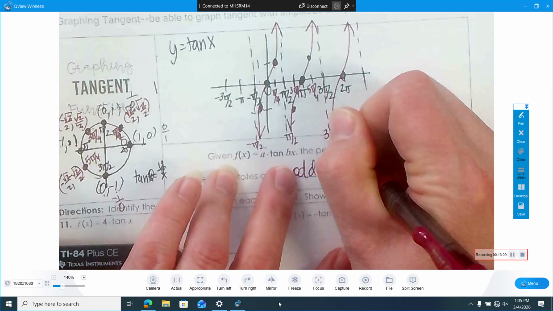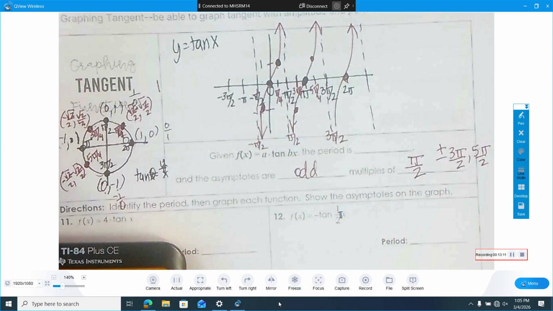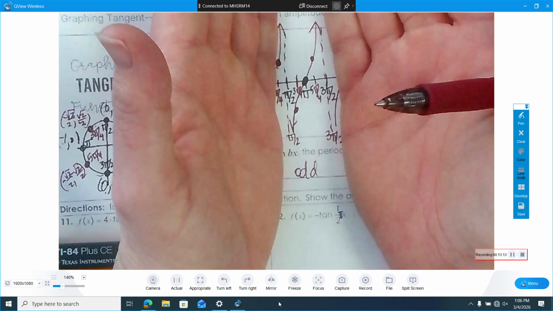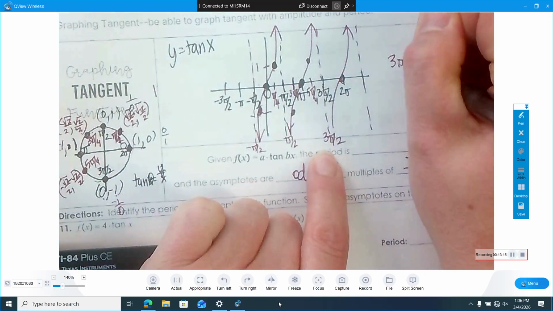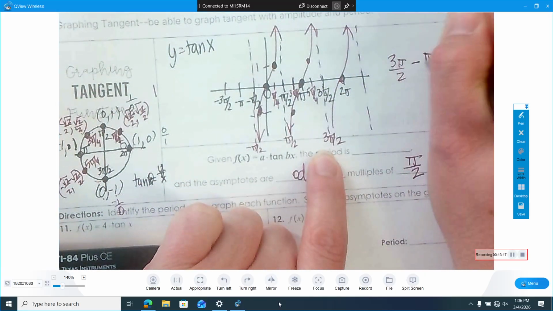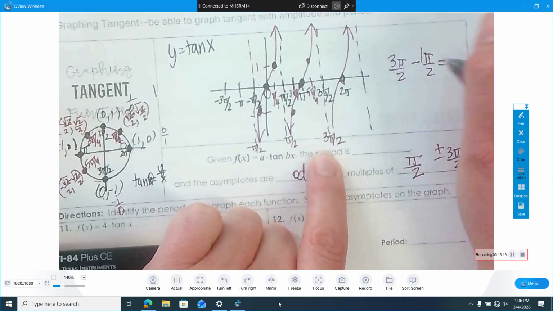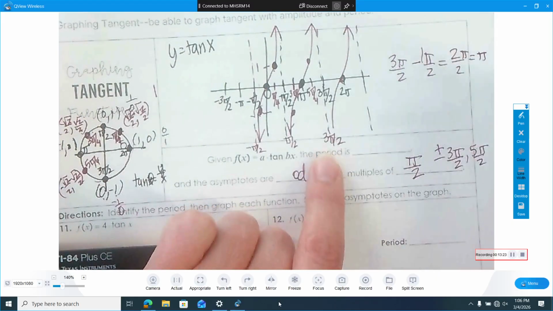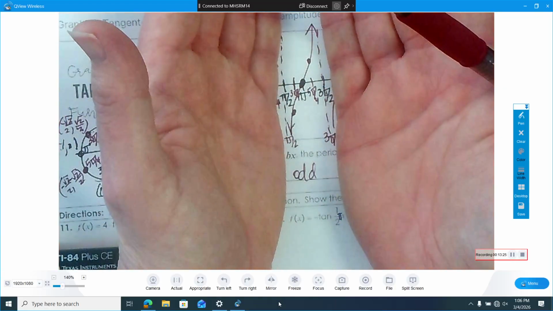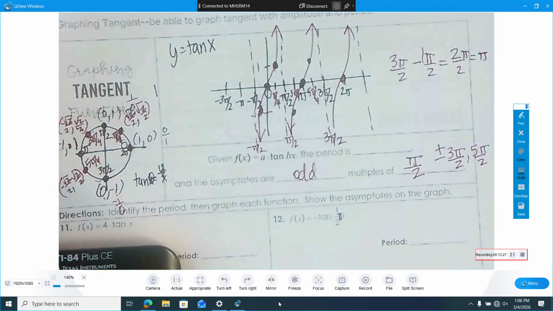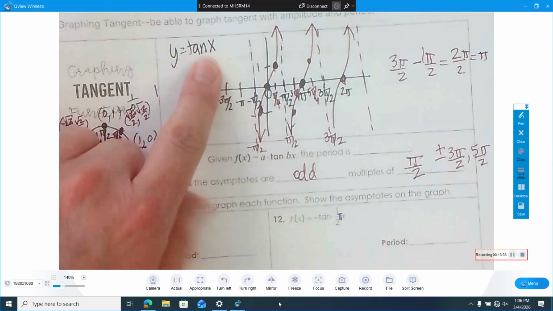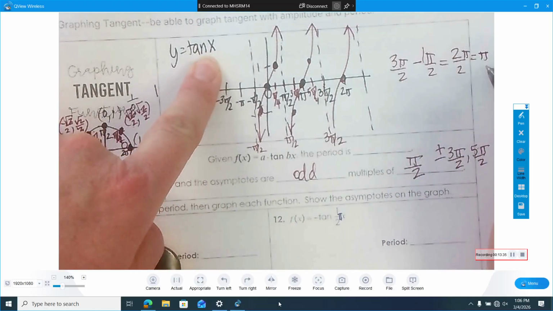Here's another one at 3 pi over 2 is another asymptote. If we want to find the distance between these, we just have to subtract. 3 pi over 2 minus 1 pi over 2 is 2 pi's over 2, which is just pi. So the period, the time that it takes for it to repeat itself, has a period of pi. So a standard tangent graph has a period of pi.